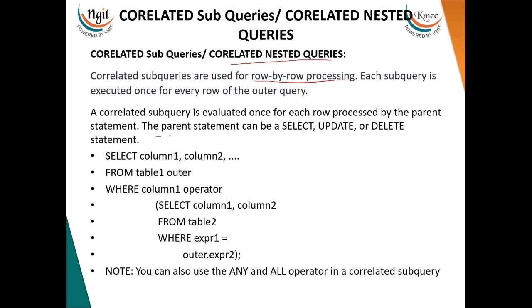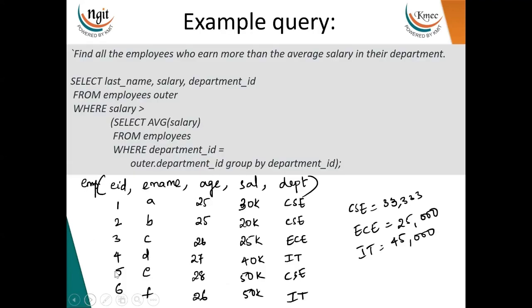And here, the parent statement can include not only the select command, you can also work with the update and delete statements. Here is the syntax which is written for the correlated nested query. So not only the relational operators which you can work with, along with that, you can also make use of compound operators like the in operator, exists operator, not exists operator, between operator, as well as any and all operators. Let us move on to the next slide and find out the example for the correlated nested query.